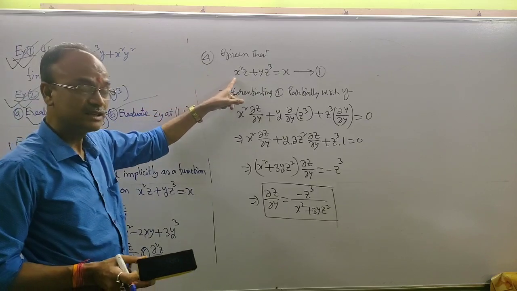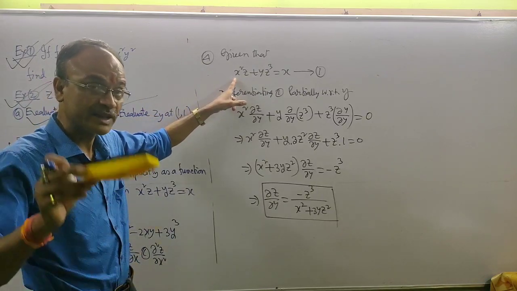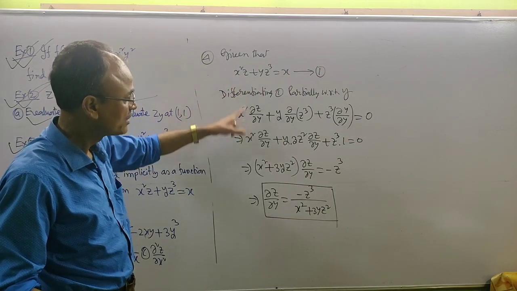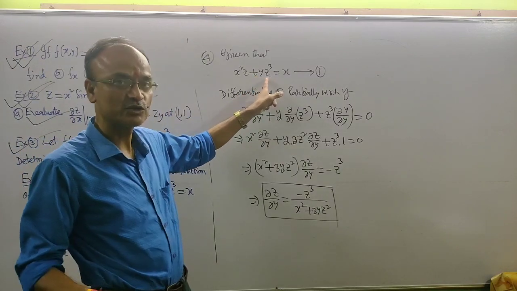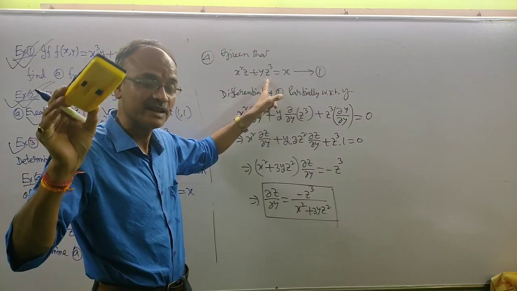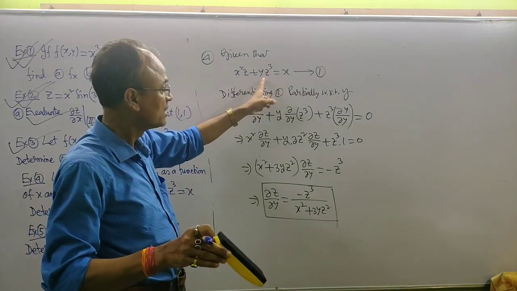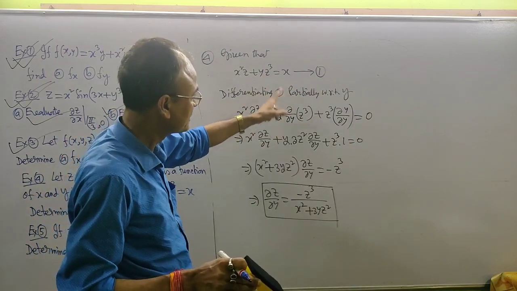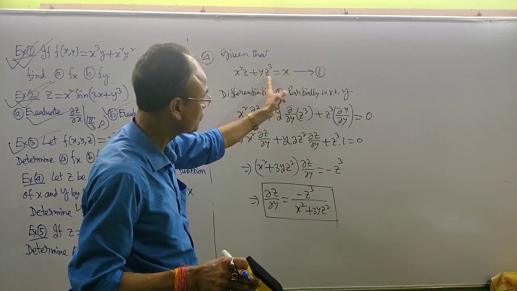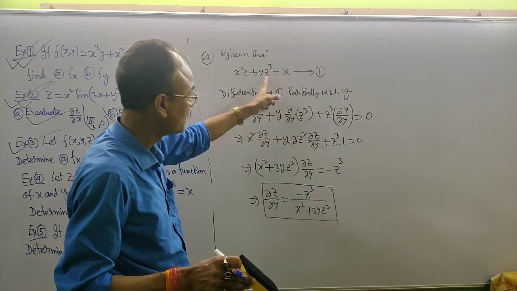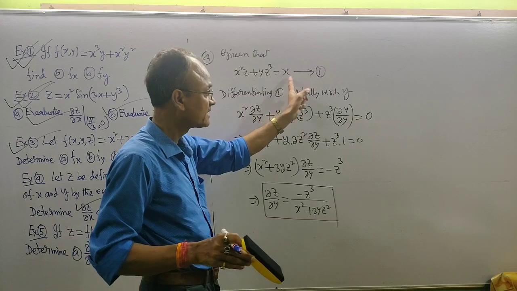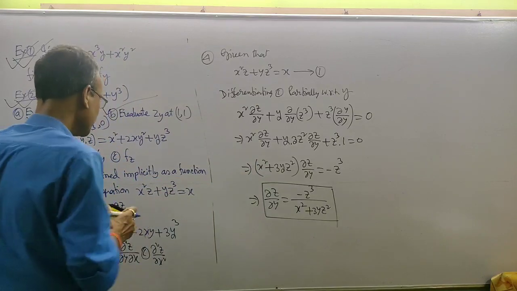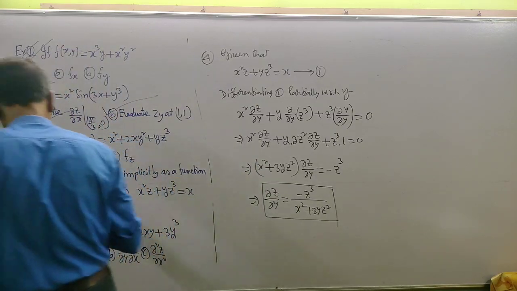Differentiate this partially with respect to y, then x should be treated as constant. Therefore, you will get this one, and it will be a product function. Y is a function here, and z is also a function of x and y. So it is first function into differentiation of the second function plus second function into differentiation of the first function, and x is constant here, therefore it is equal to 0. Therefore we will get this one. Therefore we have done question number 4 also.